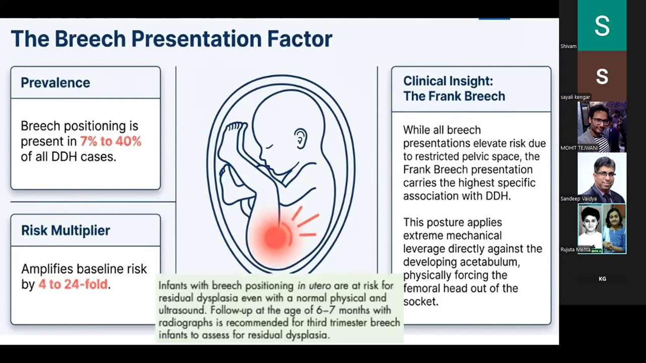Infants with breech positioning in utero are at risk for residual dysplasia even with a normal physical exam and ultrasound. Follow-up at the age of 6 to 7 months with radiographs is recommended for third trimester breech infants to assess for residual dysplasia.